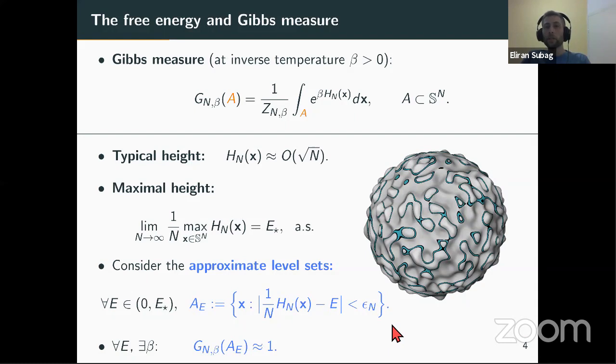Okay, so you have this family of measures, and you can put yourself at any height you want. And this is another way to study these level sets. But this is the object physicists like to work with. So this is what we'll talk about.